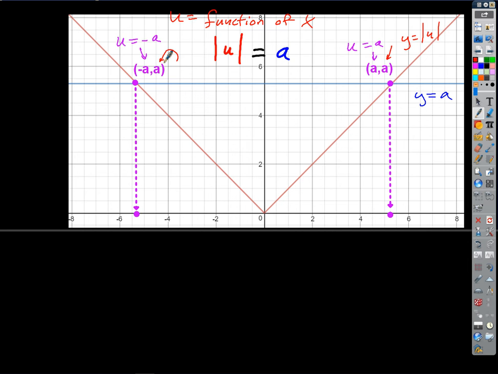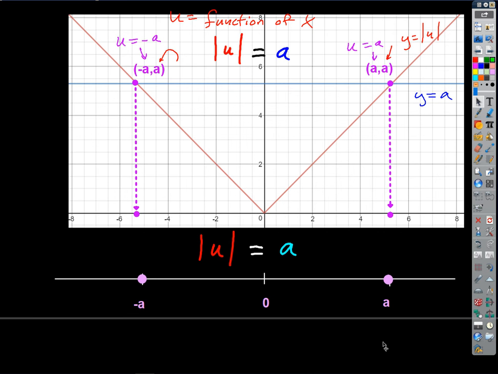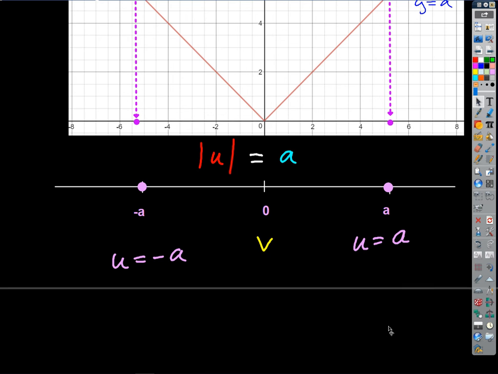And so what does that tell us then? That tells us that if we solve that absolute value equation, the absolute value of u equals a, we get two answers. We get one of them over here at negative a, and one of them over here at positive a, right? And so we always know that this absolute value equation always leads to these solutions: either u equals negative a or u equals positive a, right? Okay, and so we can always make that conclusion. So let's try an example of one of these then.